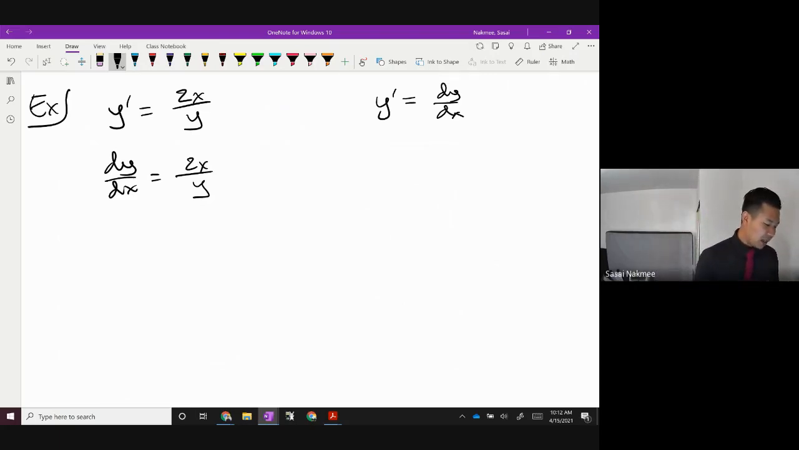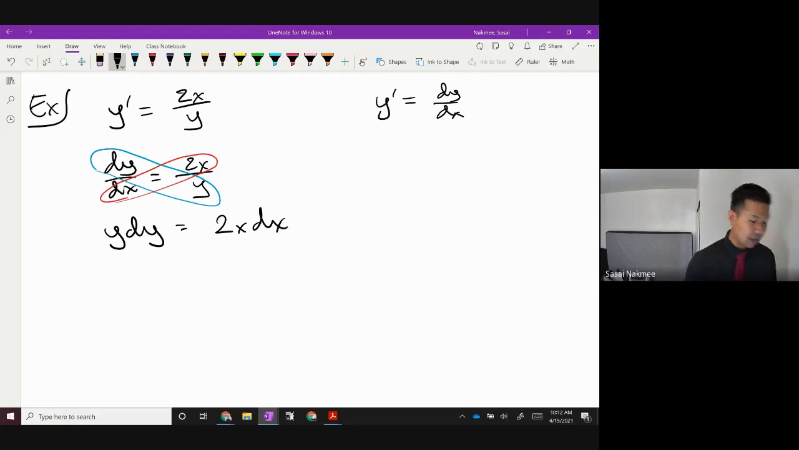From here, get everything that has a y on one side and everything that has an x on the other. So I'm going to multiply the y over here, so I have y times dy on the left side, and then multiply the dx to the other side. I end up with 2x dx. I essentially just cross multiply to get them over to each other.